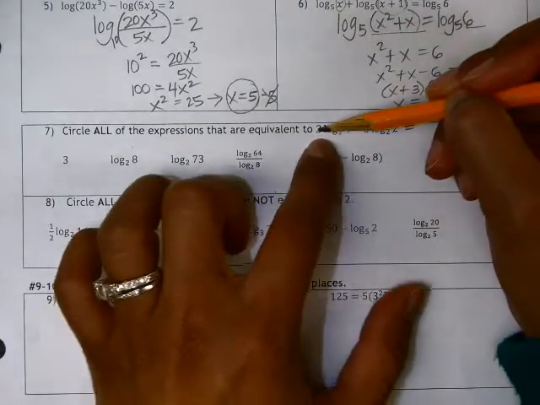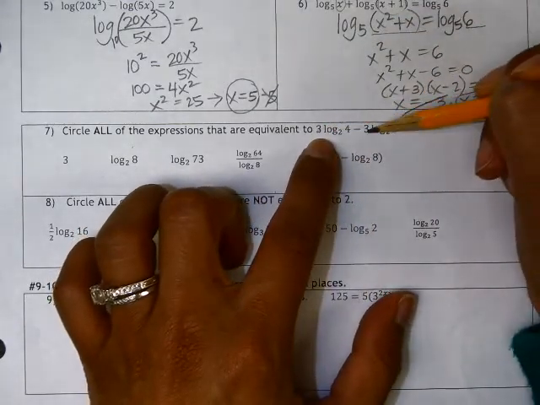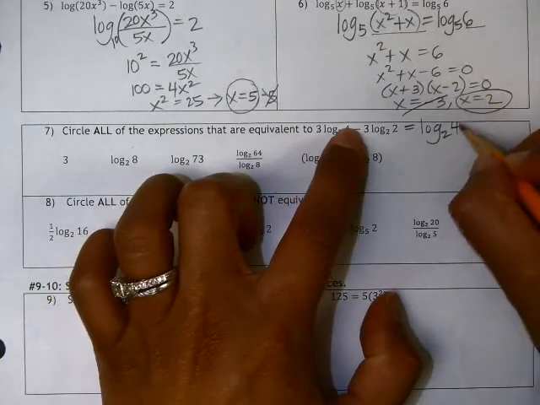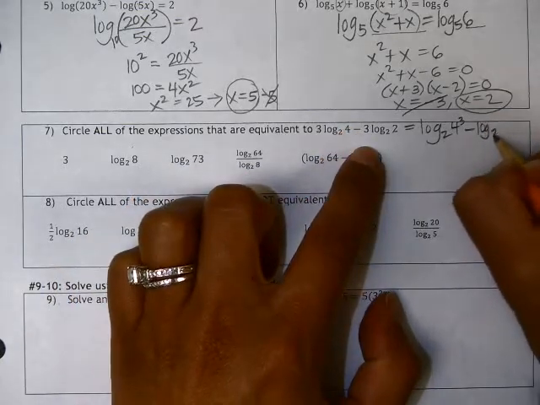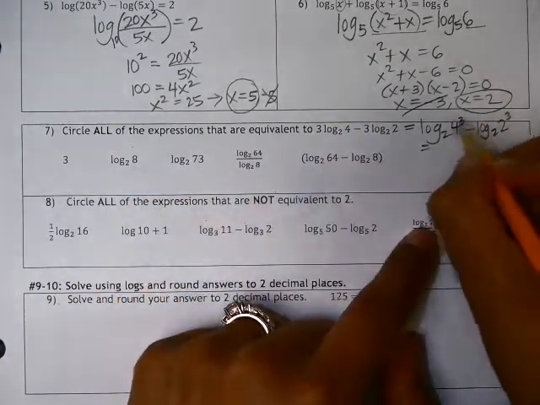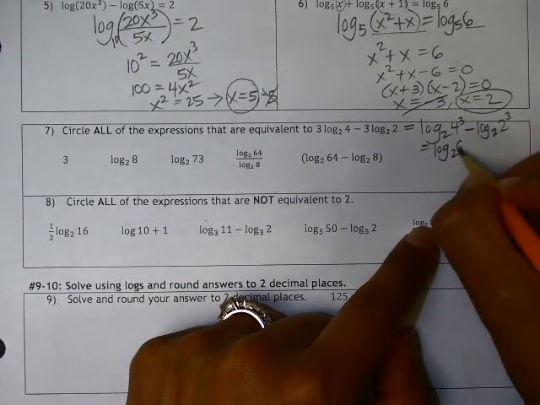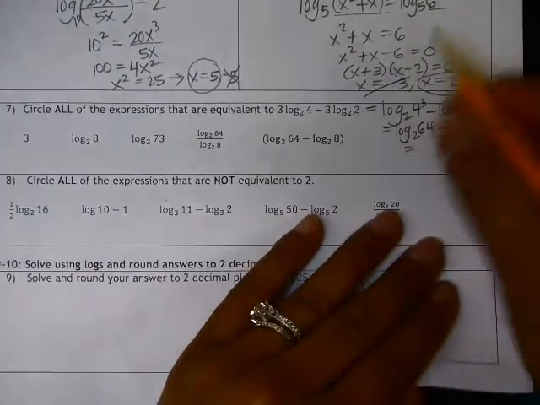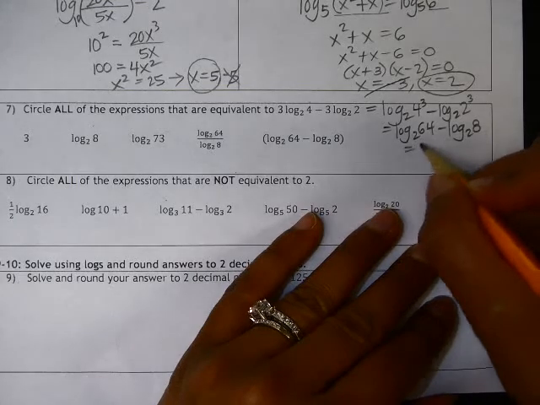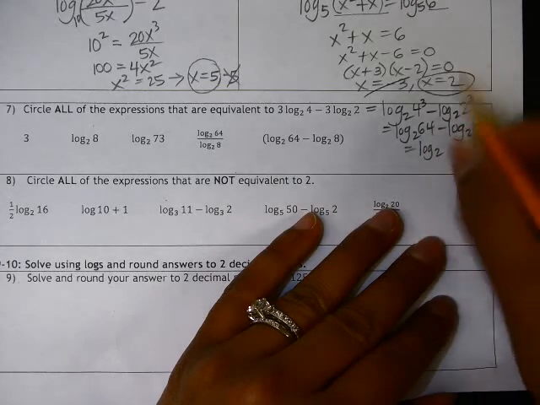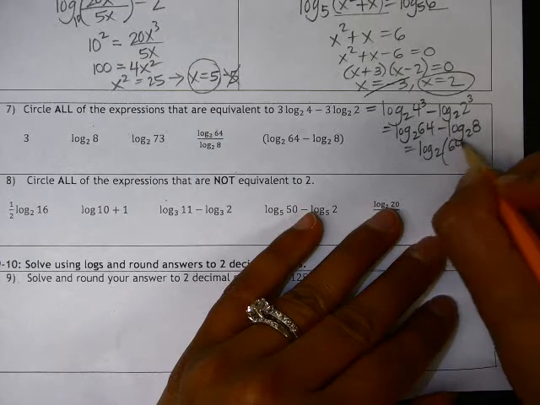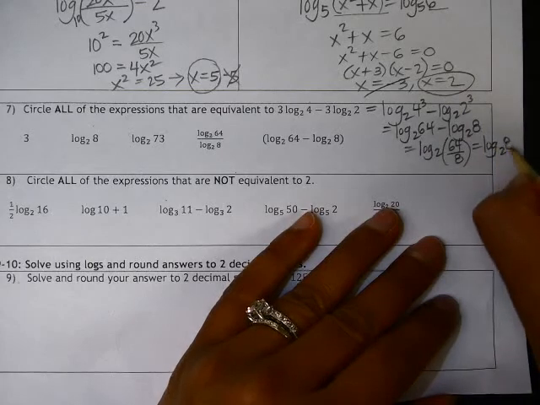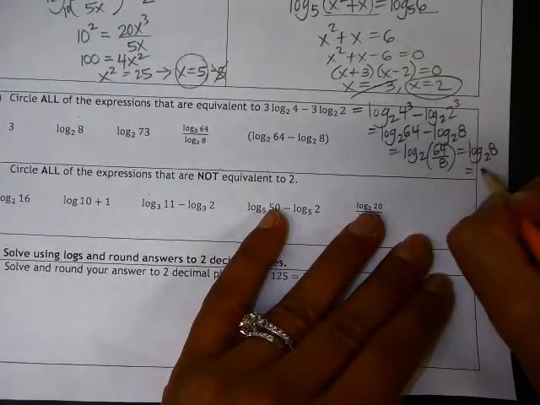According to our power property of logs, we can move the 3 on both of these to the exponent. So log base 2 of 4 to the third, minus log base 2 of 2 to the third. These are equal to 4 cubed is 64, 2 cubed is 8. Simplifying further, log base 2 of 64 minus log base 2 of 8 is log base 2 of 64 divided by 8, which is log base 2 of 8. Log base 2 of 8 is equal to 3.